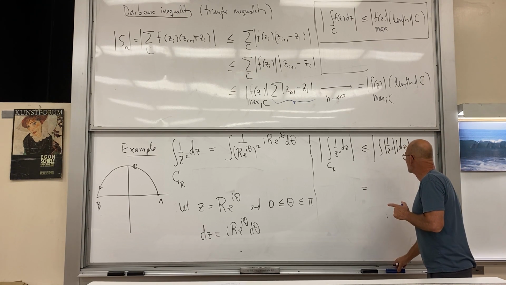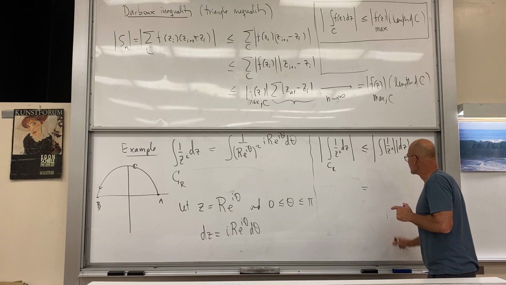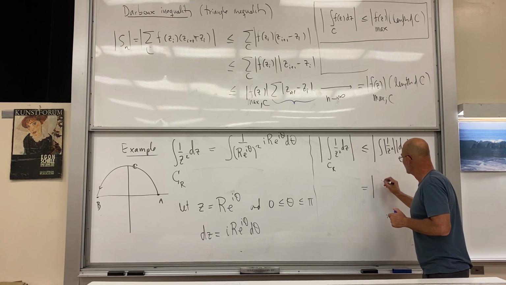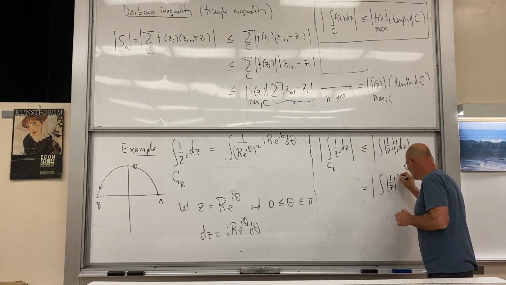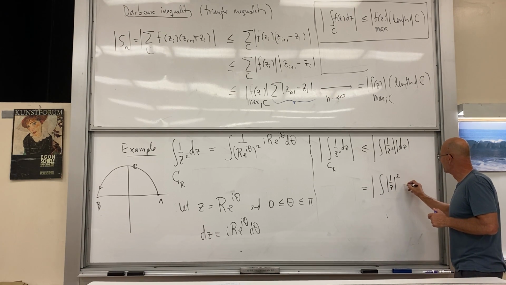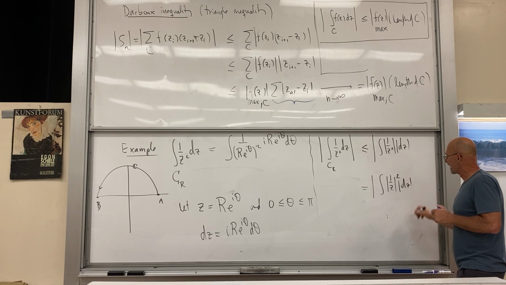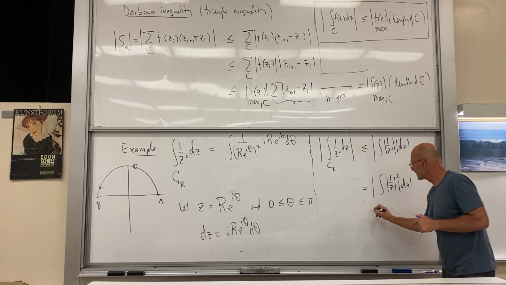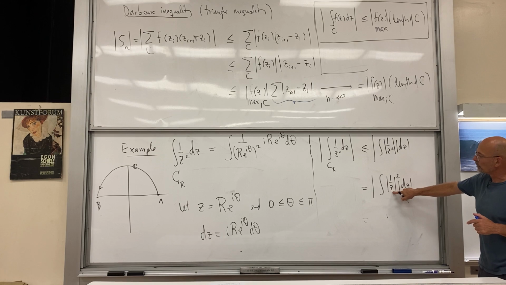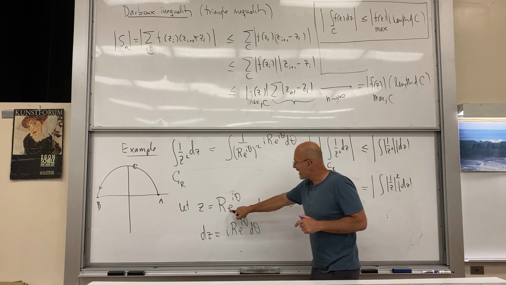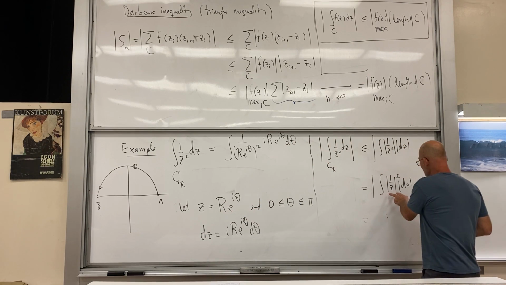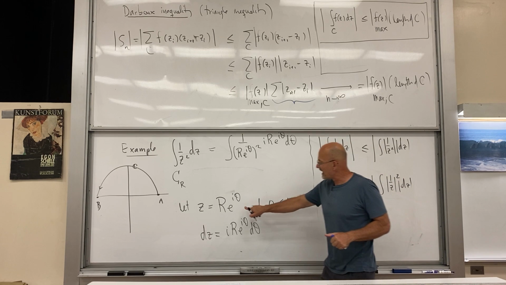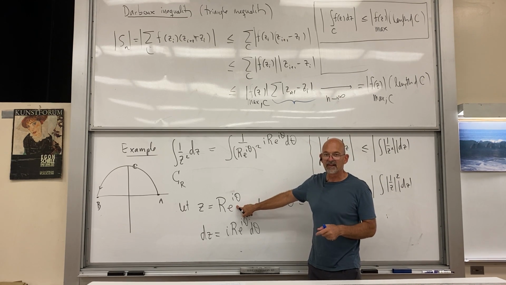And in fact, well, I'll write it extra. So the integral of the magnitude of 1 over z squared, that's the same thing, times the magnitude of dz. So now what do we have here? 1 over z, the magnitude is just 1 over r, right? When you do a complex conjugate magnitude and square it, it's e to the i theta times e to the minus i theta, which is just 1.